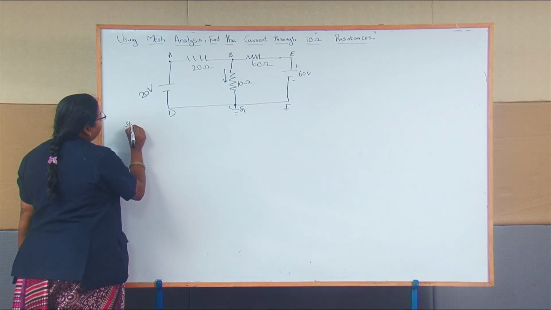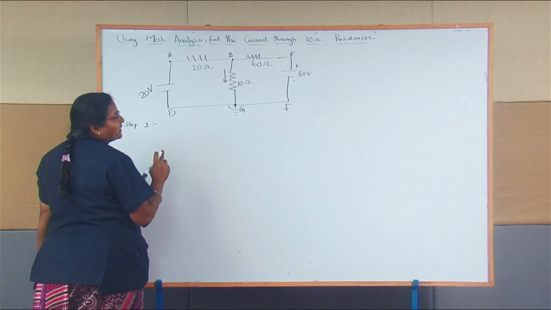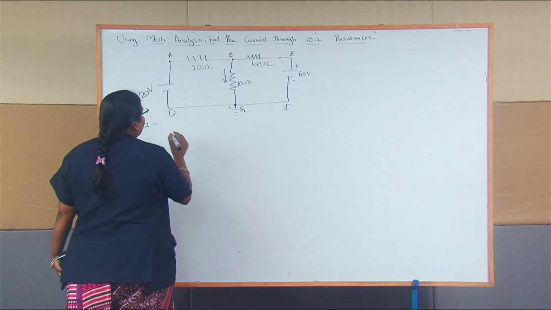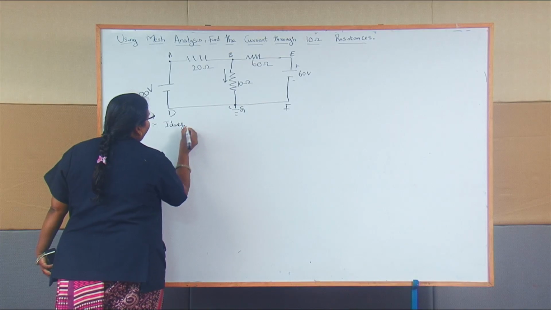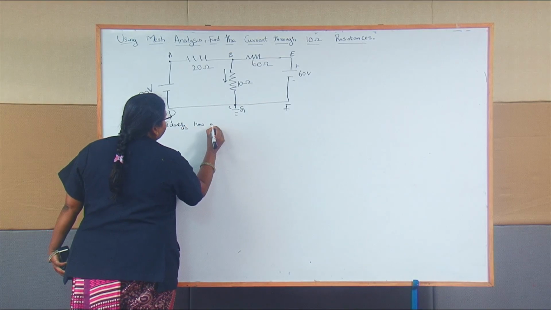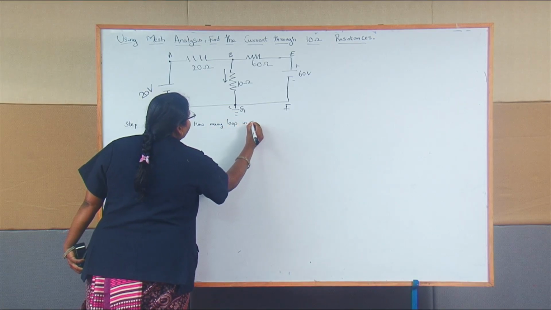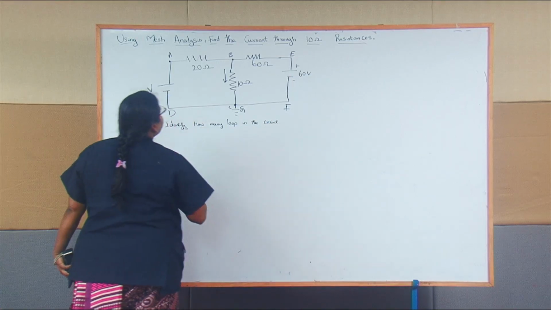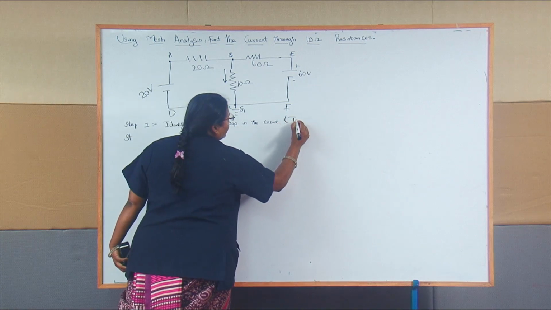So step 1, for mesh analysis, we are going to identify how many loops are in the circuit. So totally 2 loops. Step 1 is to identify how many loops are in the circuit. So here, 2 loops.